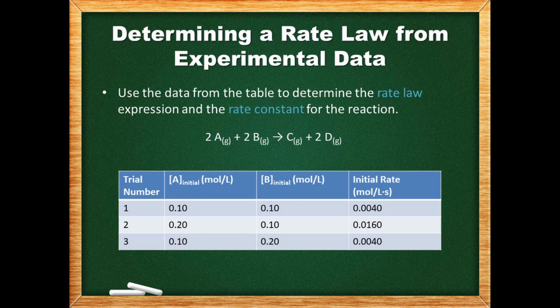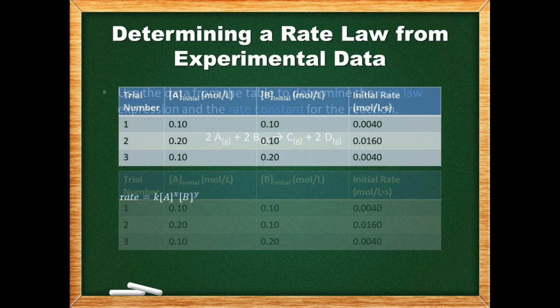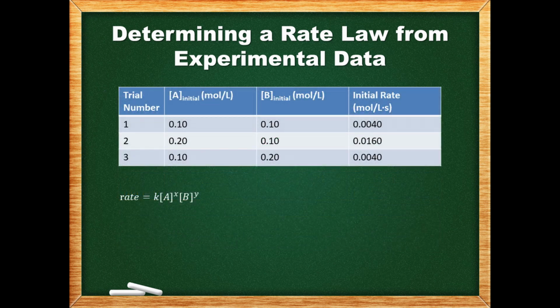There are two different ways we can go about doing this. We should start by writing down the form of the rate law and putting in x and y for the exponents. Now we need to find what the exponents are. First, let's find the value of x. We will use the data from trial 1 and trial 2 because the concentration of reactant A is varied while the concentration of reactant B is held constant.